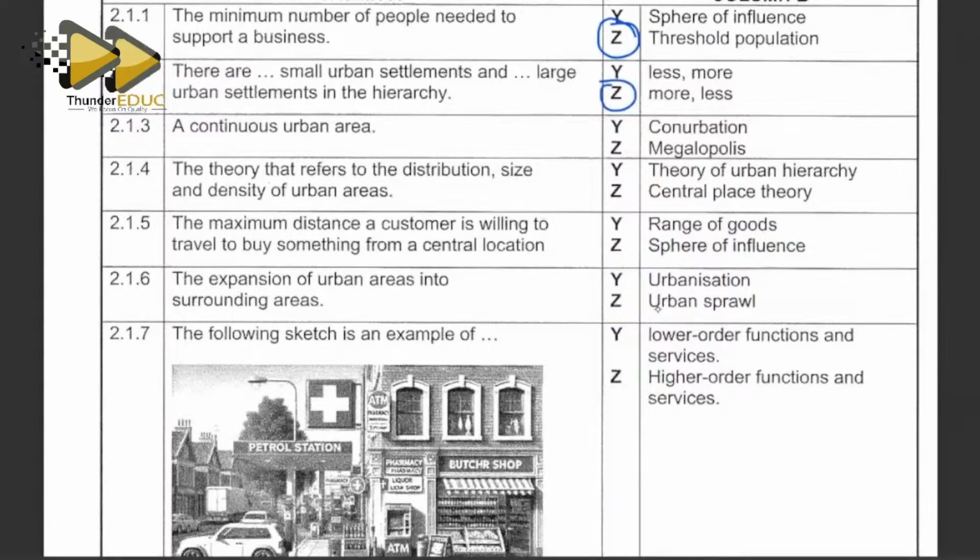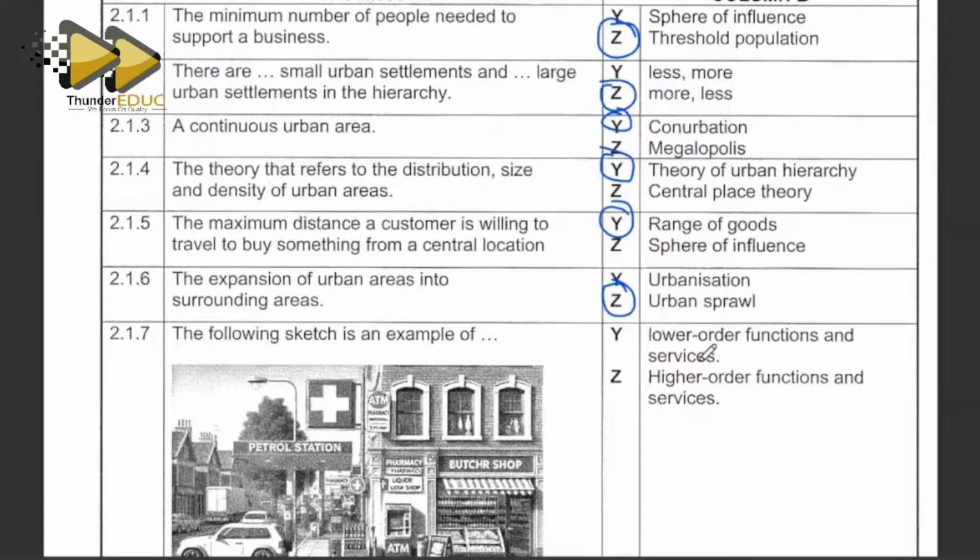A continuous urban area, that is a conurbation. The theory that refers to the distribution, size, and density of urban areas, that is the theory of urban hierarchy. A maximum distance a customer is willing to travel to buy something, that is the range of goods. Expansion of urban areas into surrounding areas, that is urban sprawl.